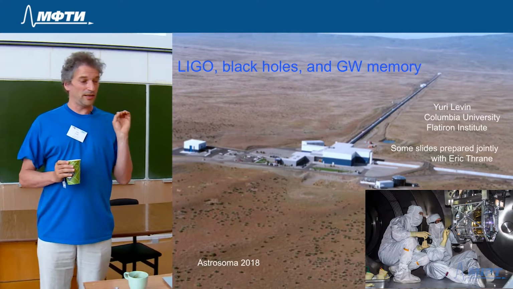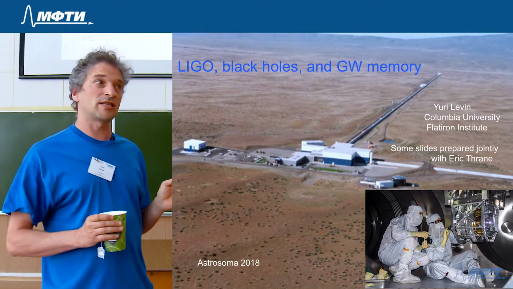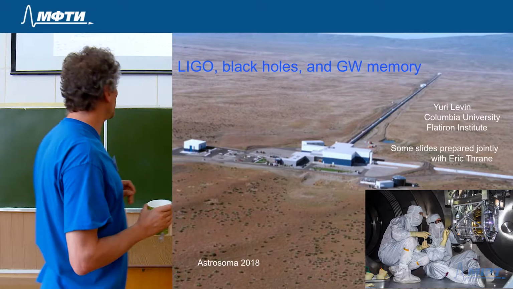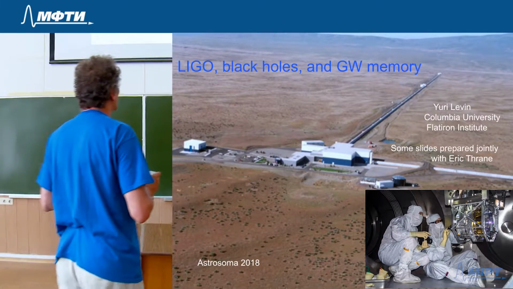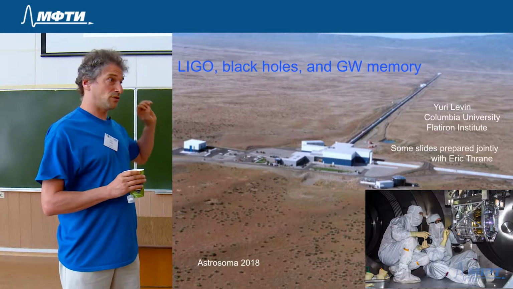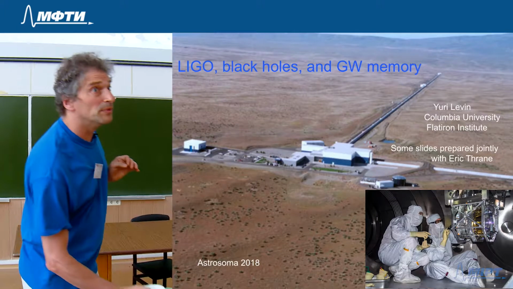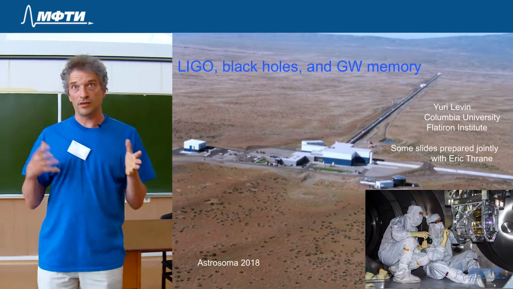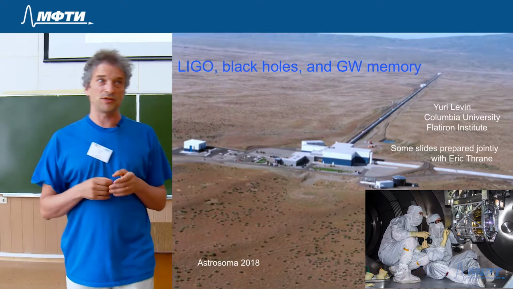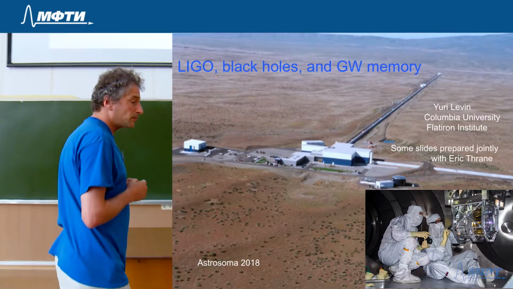So on the slide now, you see a picture of one of the LIGO sites. This is a site in Louisiana in the desert, and you can see the configuration of the interferometer, which consists of two 4-kilometer long arms. And I'll talk a little bit about how the interferometer actually works, what are the principles on which it's based.